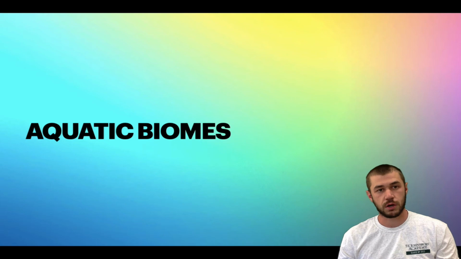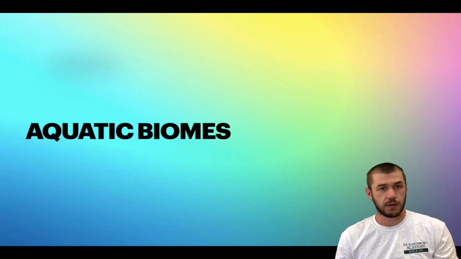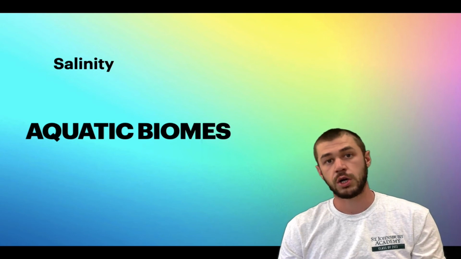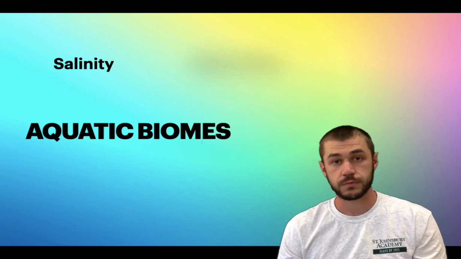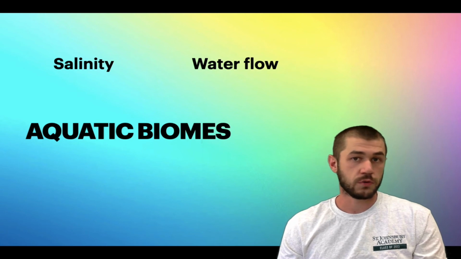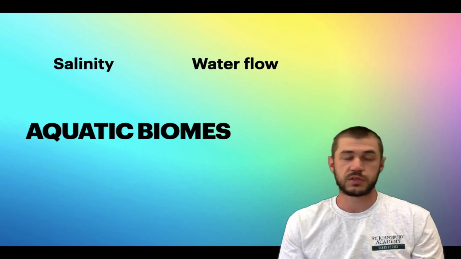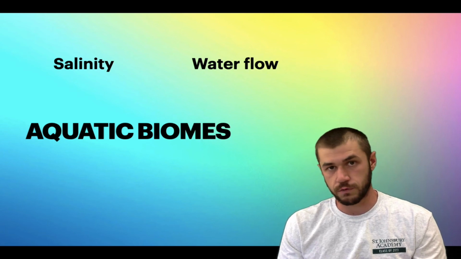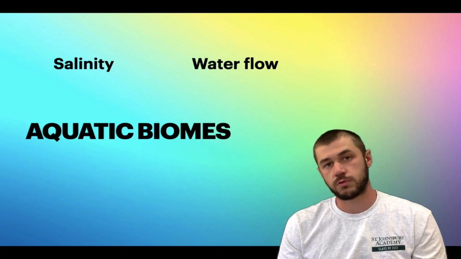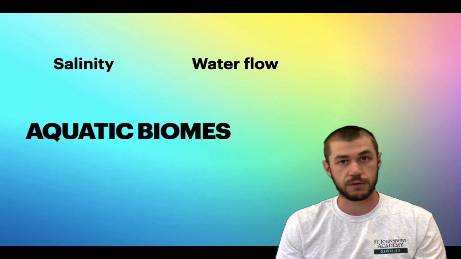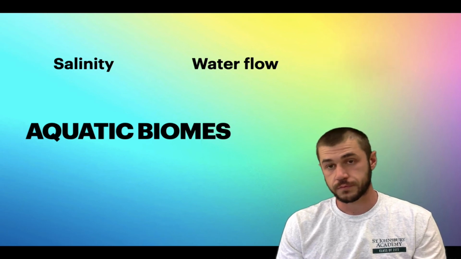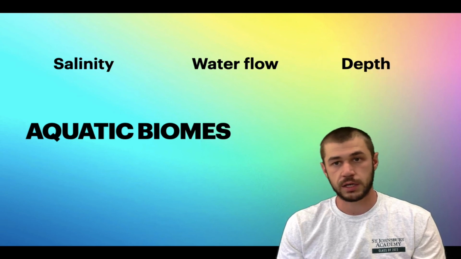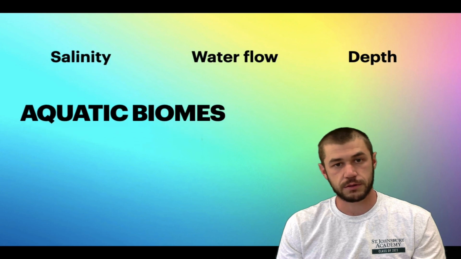Aquatic biomes are defined a little differently. We have to look at salinity first. So is this a freshwater or saltwater environment? The water flow in that area is also going to be a factor. So we have ponds and lakes that have very little to no flow at all, and then rivers and streams, which can have really fast flow. And the last factor that we take into account when defining aquatic biomes is depth.